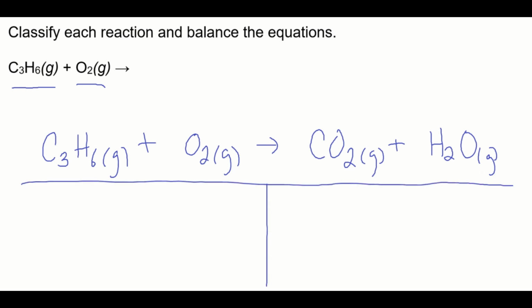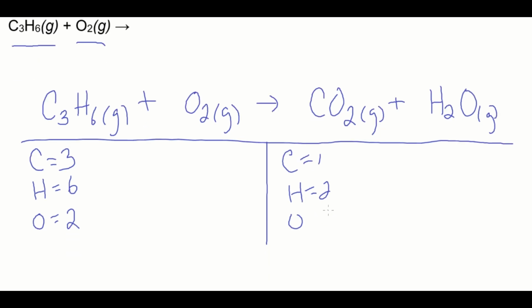Let's balance this equation. I'm going to separate the products from the reactants. I have 3 carbons on the reactant side. I have 6 hydrogens and 2 oxygens. Over to the product side, I have 1 carbon, 2 hydrogens, and oxygen appears in 2 different locations. So there's 2 in carbon dioxide and there's 1 in the water.